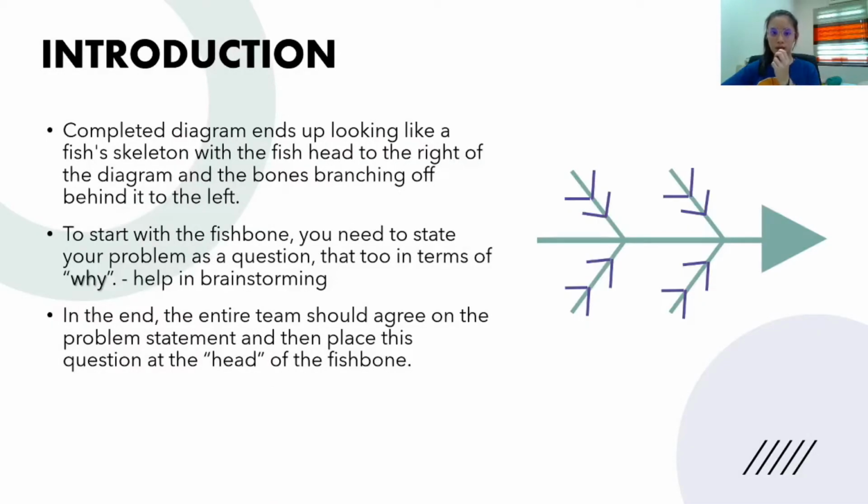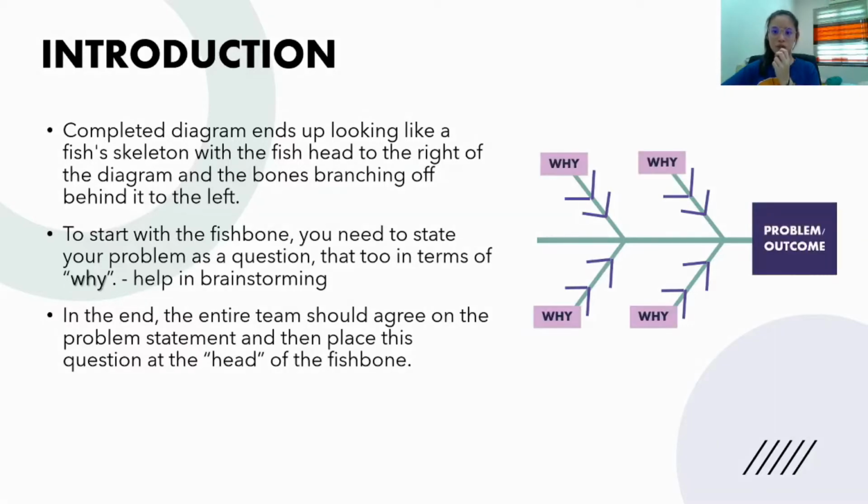A complete diagram will end up looking like a fish skeleton, with a fish head to the right of the diagram and the bones branching off behind it to the left. To start with the fishbone, you need to state your problem as a question phrased in terms of why, which then helps in the brainstorming session. At the end, the entire team should agree on the problem statement and then place this question at the head of the fishbone.